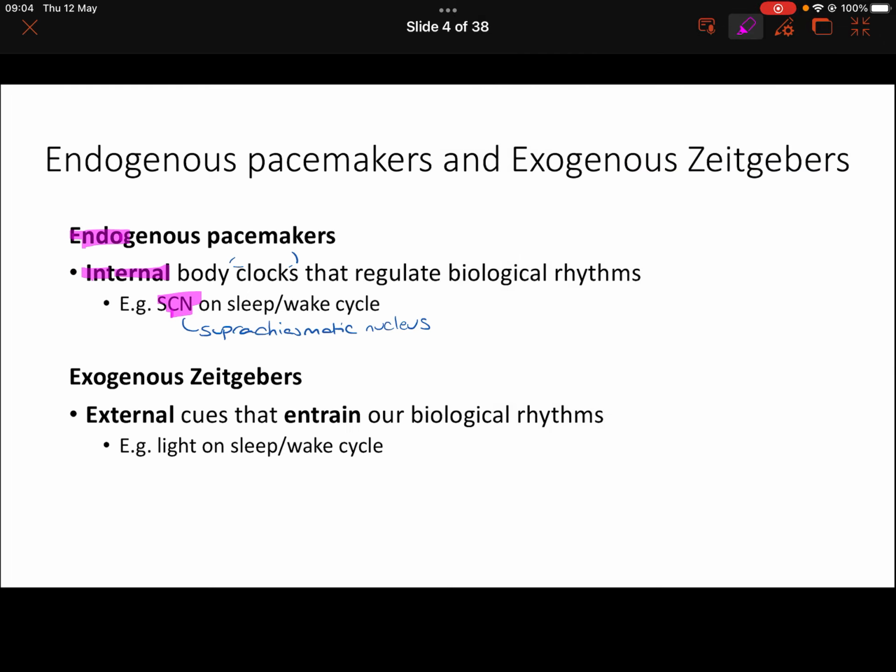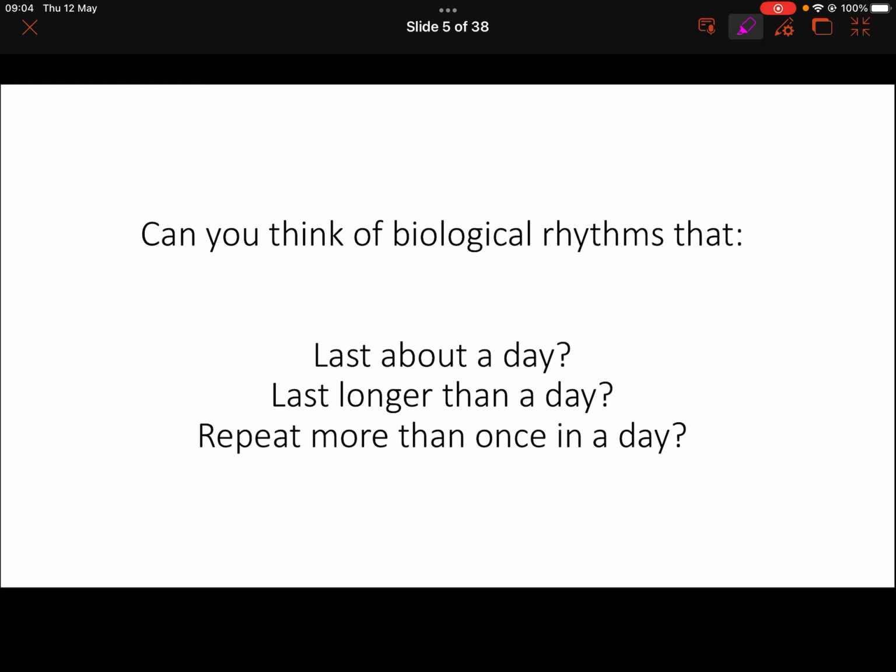We're also going to be talking about exogenous zeitgebers, external cues. These help to entrain, or these affect or keep in line, I guess, our biological rhythms. So our main exogenous zeitgeber is light, and we'll be looking at the effect of light on entraining our circadian rhythm. So I just want you to think about biological rhythms that perhaps last about a day, a circadian rhythm. I want you to think about biological rhythms that perhaps last longer than a day, infradian rhythms, and those that repeat more than once a day, ultradian rhythms.